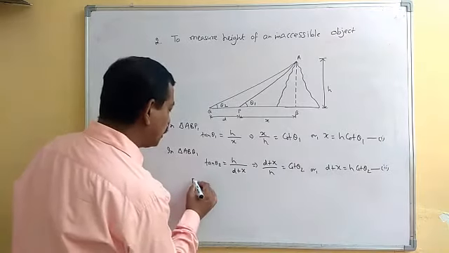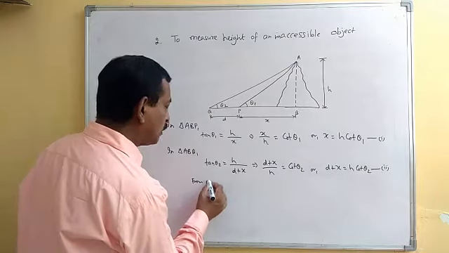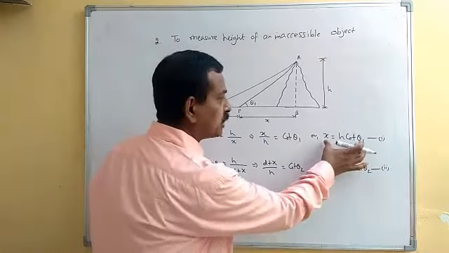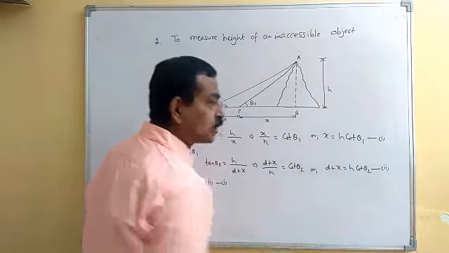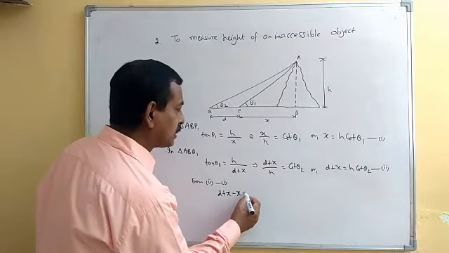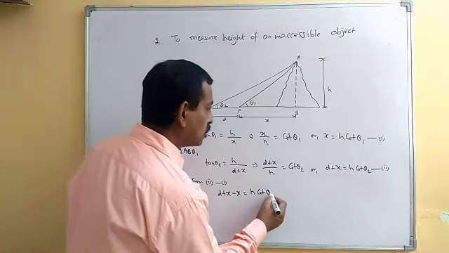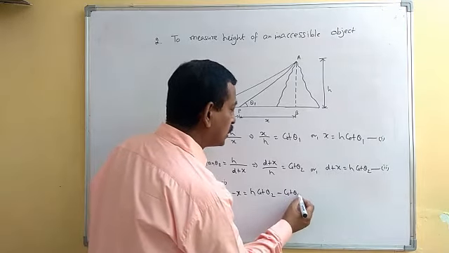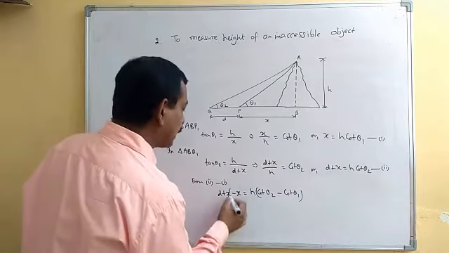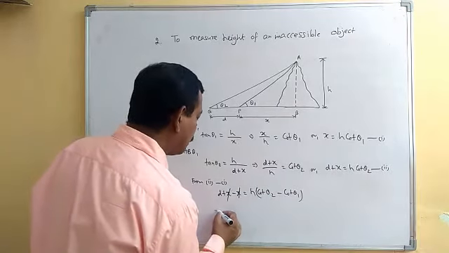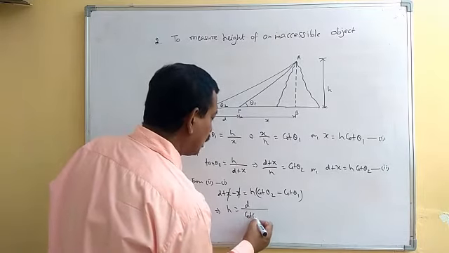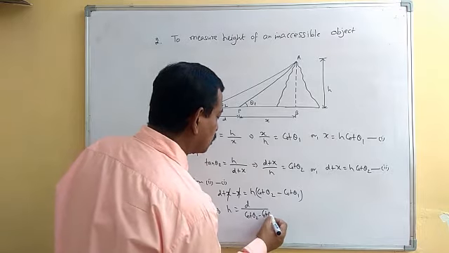Now from equation 2 minus equation 1, from the second equation, if we subtract the first equation, x will get cancelled. So we have d plus x minus x equals h (cot θ2 minus cot θ1). X will get cancelled. So from here, h equals d by (cot θ2 minus cot θ1).